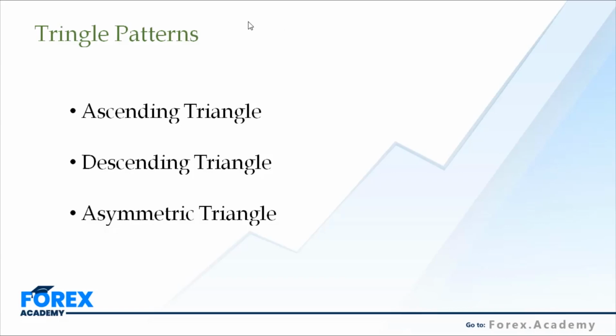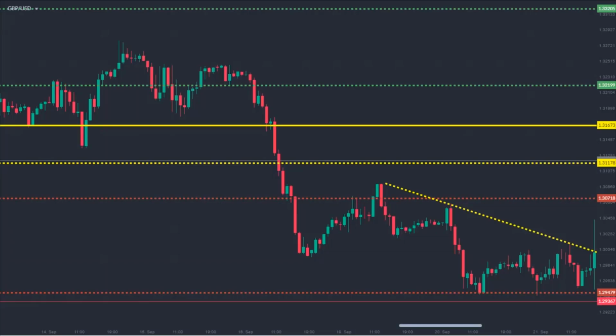Alright, so now let's speak about the triangle patterns. Guys, there are three different types of triangle patterns which are very helpful for identifying whether the market will be breaking out upward on the bullish side, or market will be breaking downward on the bearish side, or there is going to be a neutral sentiment of investors. So let's talk about them one by one.